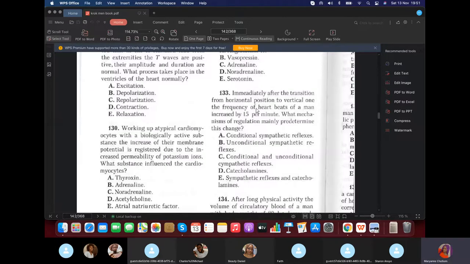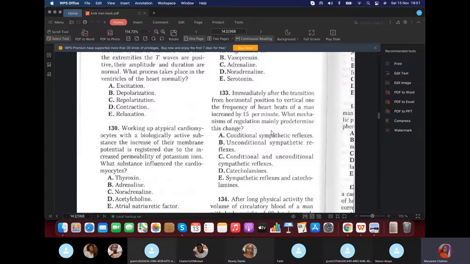Immediately after the transition from horizontal position to vertical position, the frequency of heartbeat of a man increased by 15. So you can see that the baroreceptor worked perfectly in this person. What mechanism is underlying this? So we are back with this unconditioned reflex. There's no transplanted organ, so it's not catecholamine, yeah? Now, there's increase of heart rate, so we know it's sympathetic, okay? So now, which of the sympathetic? Is it conditioned or unconditioned?